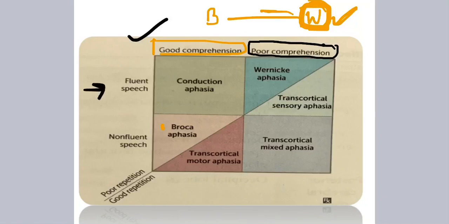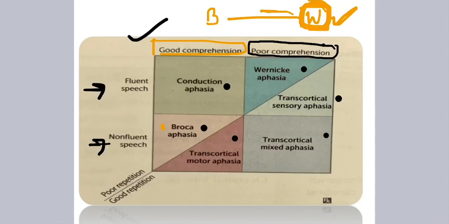Now the second part is fluent speech or non-fluent speech. Fluent speech will be present in conduction aphasia, Wernicke's aphasia and transcortical sensory aphasia, right? And non-fluent speech, or fluency will be affected, in Broca's aphasia, transcortical motor aphasia and transcortical mixed aphasia.